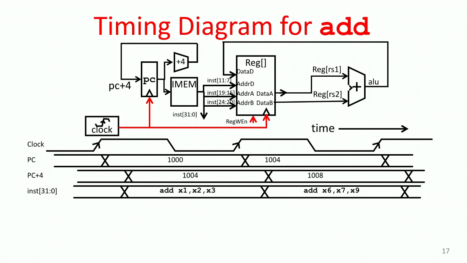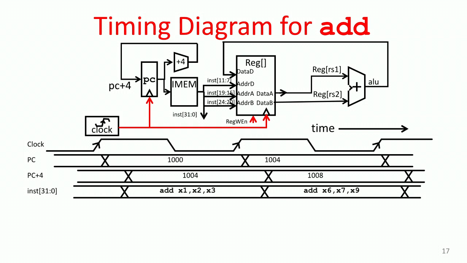Yep. Why is the delay different between PC plus 4 and the instruction? Because the instruction memory uses PC, not PC plus 4. This actually is a little bit misleading. This delay here is the delay through the IMEM. And this delay here is the delay through the incrementer. So this diagram assumes that there's more delay through the plus 4 operator than there is through the IMEM block. But it doesn't have to be true. It depends on how it gets implemented.